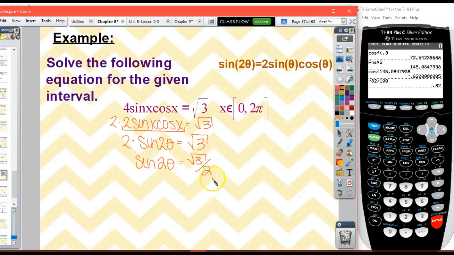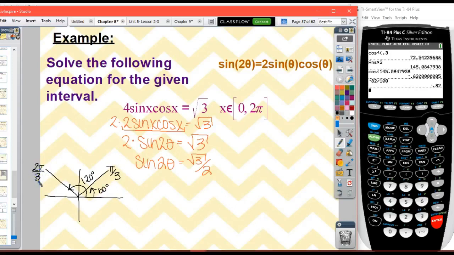I'm hoping that now this ratio is kind of ringing some bells and that you realize that this is a value on our unit circle, and sine is the square root of 3 over 2 at 60 degrees. And keep in mind, sine is also positive in the second quadrant, and so that would then put us at 120 degrees. Now keep in mind that we are in radians, and so this would actually be pi over 3 and 2 pi over 3.